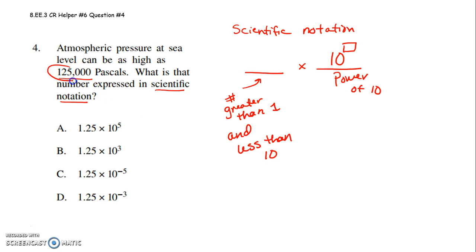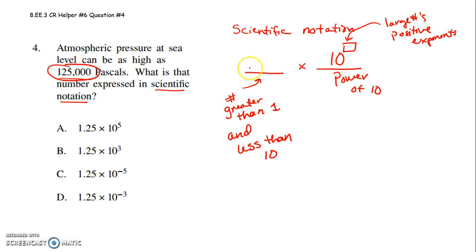I always look at my original number and I say to myself, okay, if the original number is greater than 1, it's a big, huge number. Large numbers have positive exponents. So I always just think of that. I always remind myself whether or not I'll need a positive exponent here or a negative one. Large numbers need a positive exponent.